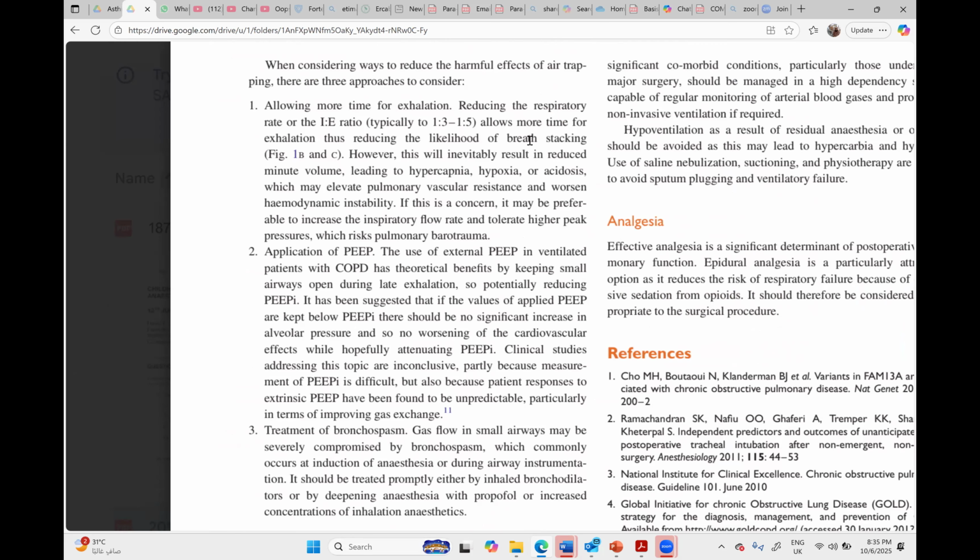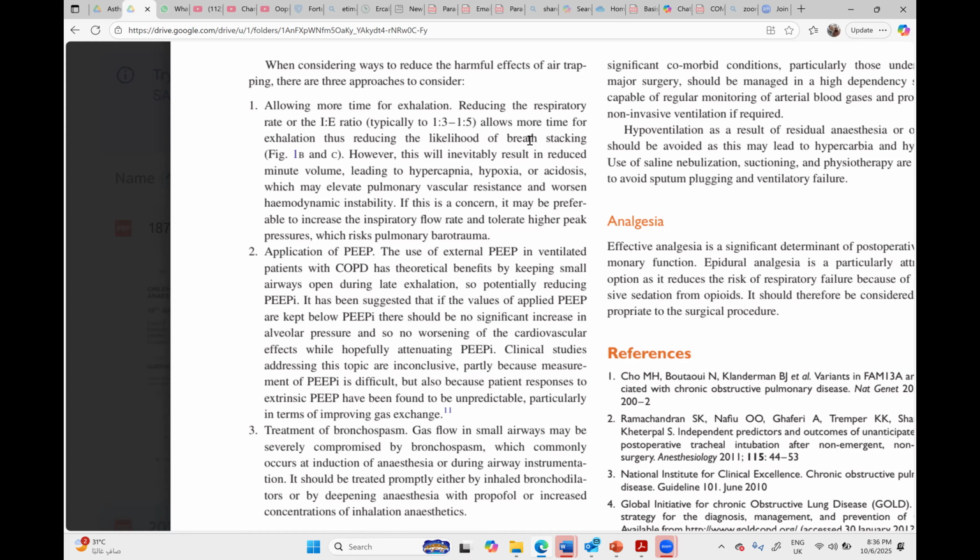there should be no significant increase in alveolar pressure, and so no worsening of cardiovascular effects, while hopefully attenuating intrinsic PEEP. Clinical studies addressing this topic are inconclusive, partly because measurement of intrinsic PEEP is difficult, but also because patient responses to extrinsic PEEP have been found to be unpredictable, particularly in terms of improving gas exchange. Okay. So unfortunately, this is a complicated topic. Whatever I know, I have explained to you.